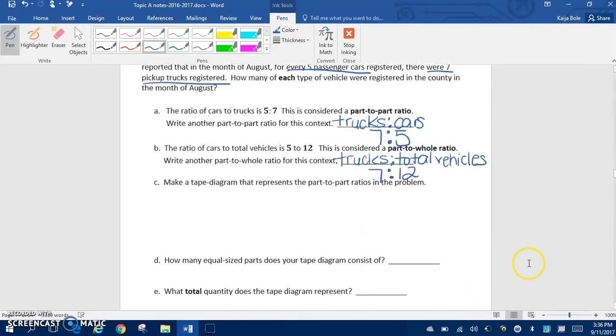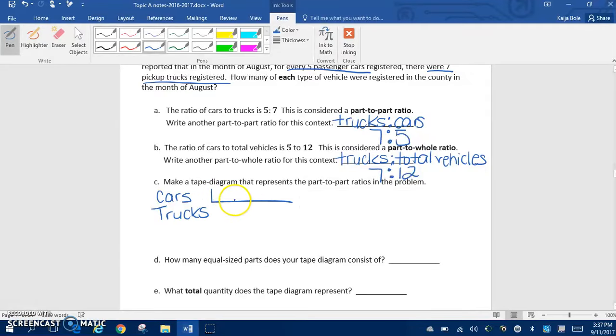Alright. Part C here says, make a tape diagram that represents the part-to-part ratios in the problem. Okay, so first we are comparing cars and trucks. This is like we did in the last one. So if we look back up, the ratio of cars to trucks was 5 to 7, so cars is going to have 5 boxes. And trucks will have 7, so make sure they're connected again. And trucks will just have 2 more off the bottom.